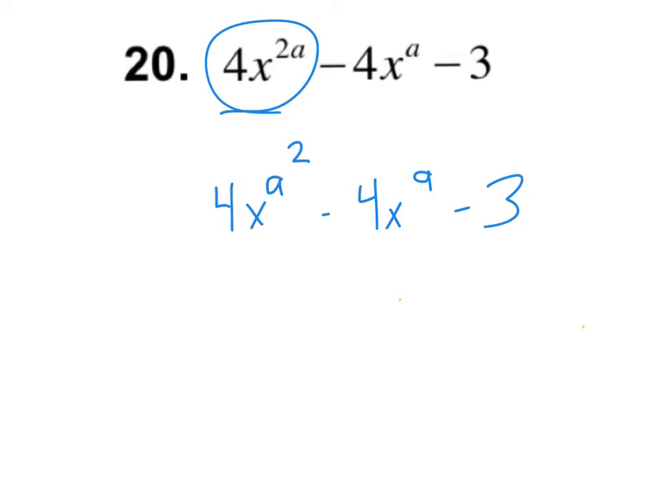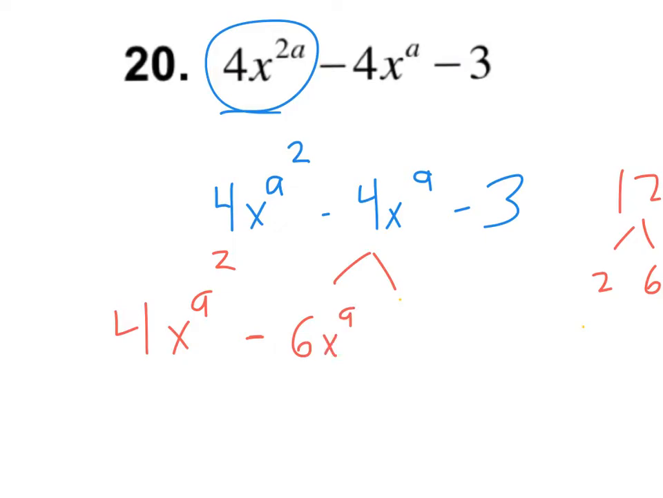So from here, you do the same thing. Do a times c. So 4 times 3 is 12. What multiplies to be 12, added or subtracted, is negative 4? That's going to be 2 and 6. So I'm going to rewrite this as 4x to the a squared minus 6x to the a plus 2x to the a minus 3. Now, I'm going to group.